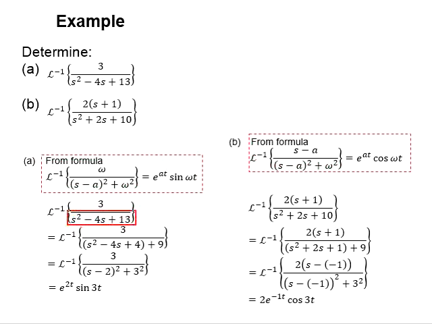These functions can be rewritten in the form of this, where 4 plus 9 will be equal to 13. Factorize this, you get (s minus 2) to the power of 2, and the 9 here can be presented as 3 to the power of 2. Based on the structure here, in comparison to the formula, you know that omega is equal to 3, while a is equal to 2.